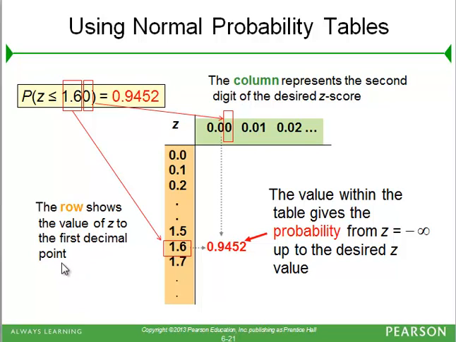So the z value we just got is 1.6, right? You find 1.6 from here, go all the way down to find 1.6. And this part shows the second digit. So the second digit is 1.60, so you find the 0.00, then go all the way down, and this one goes horizontally. We get the cross at this point. We get 0.9452.